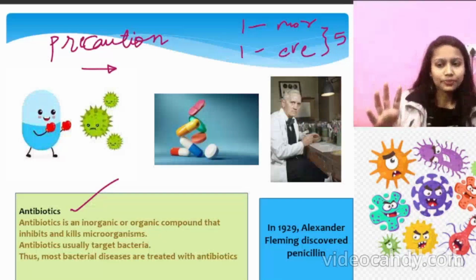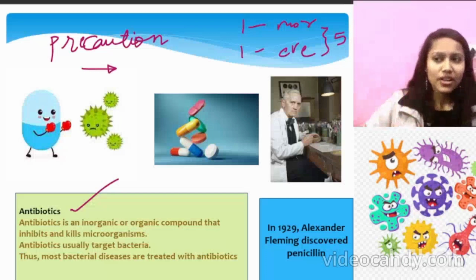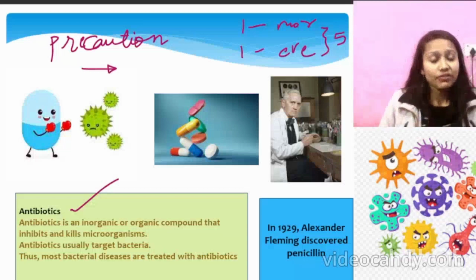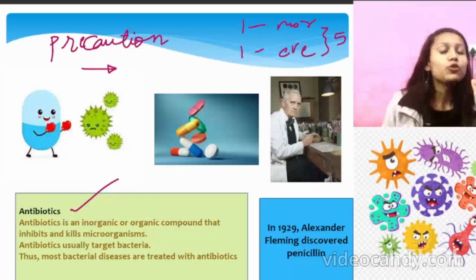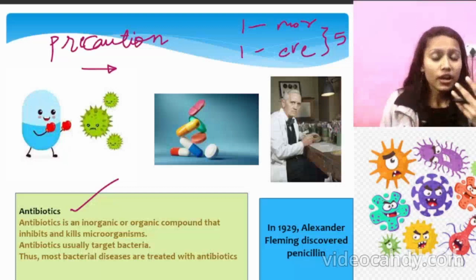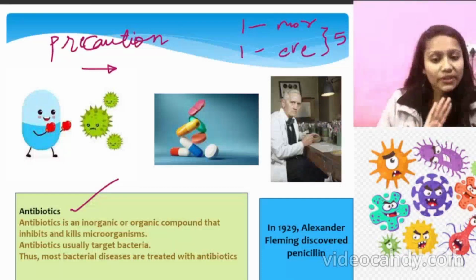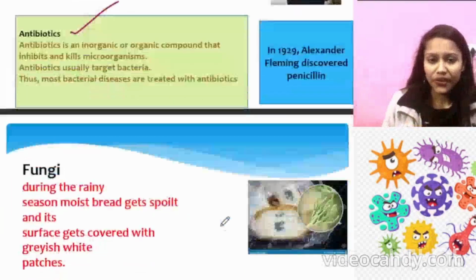These antibiotics are not smart enough to recognize the difference between the harmful and the useful bacteria. So what will they do? They will start killing the useful microbes in our body, and that will also be harmful for our body. So it is very important that you take the medicines only for the prescribed time, only in the prescribed manner. So this is also important.